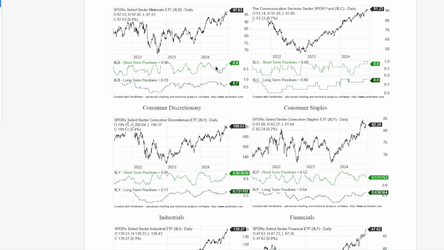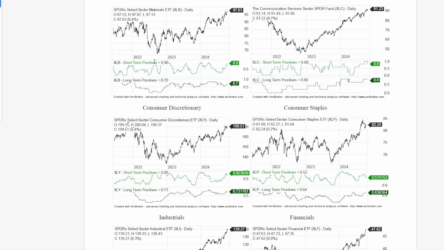All right. And what we've got here, and I'll just use basic materials as an example. Currently I'm showing short-term positives for the basic materials up at 90%. That means I've tabulated each and every one of the individual stocks in the review that are in the basic materials sector, and I'm showing whether they have positive momentum on their weekly chart. And that's what I consider to be short-term positive.